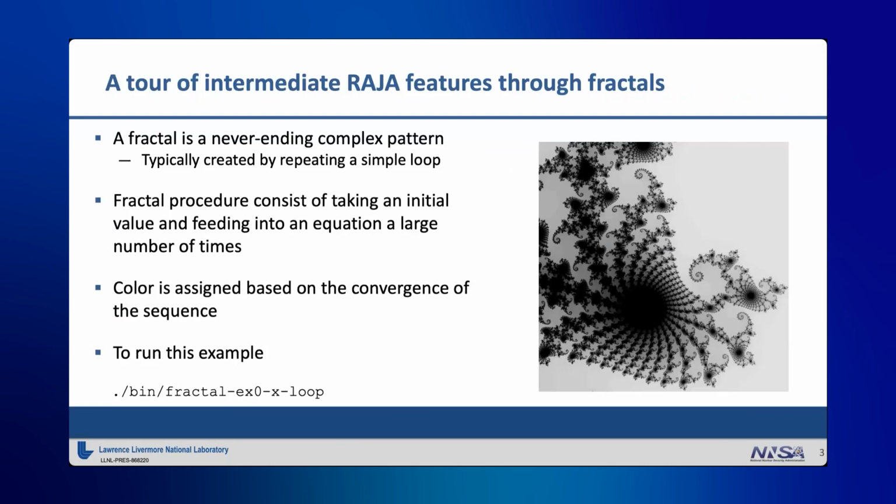So the basic recipe is you have an equation. You take an initial value and you keep feeding the result into the equation a large number of times, and based on some convergence criteria, you can assign the result a given color. And the example that we have in the repository created this image here. So this is an example of what you can create.